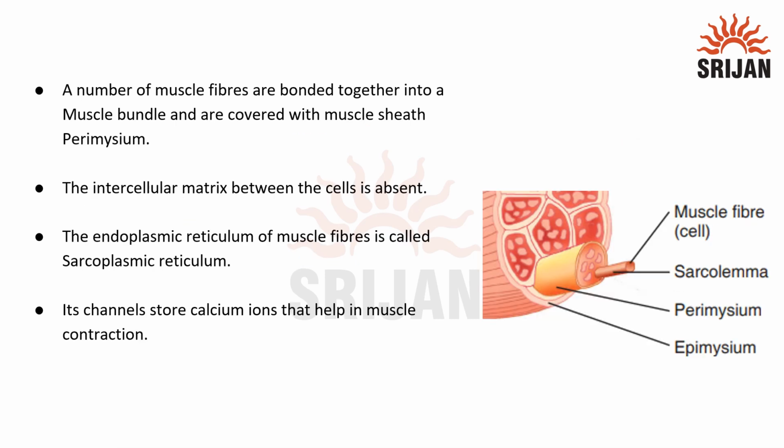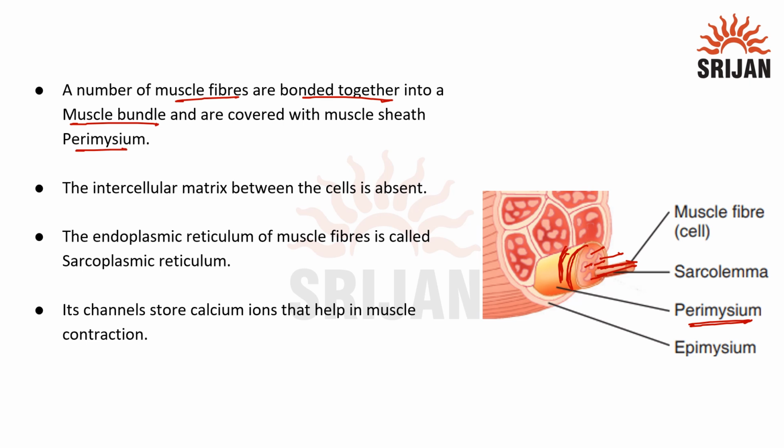Now here we can see that many muscle fibers are coming together and forming a muscle bundle. So this is one muscle fiber, second, third, fourth, fifth, sixth. All these muscle fibers come together and form a muscle bundle, which is covered with a sheath, and the sheath is called perimysium. So a number of muscle fibers are bound together to form a muscle bundle and covered by a sheath called perimysium.